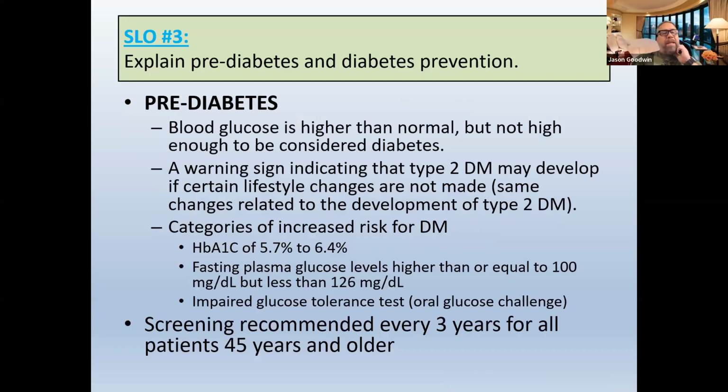Okay, so flow 3 is talking about explaining pre-diabetes and diabetes prevention. So what is pre-diabetes? Well, when the blood glucose is higher than normal, but not enough to be considered diabetes, which can be somewhere, and clinically, I don't remember what the guideline is, but let's say from 120 and above, right? 120 to 140. So a warning sign indicating that type 2 diabetes may be developing is pre-diabetes, okay?